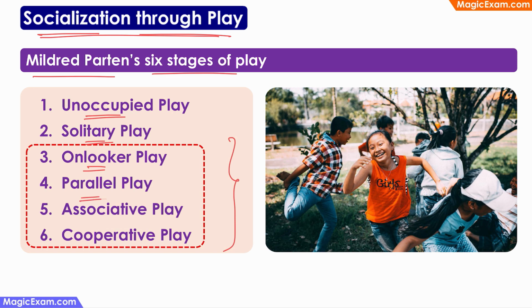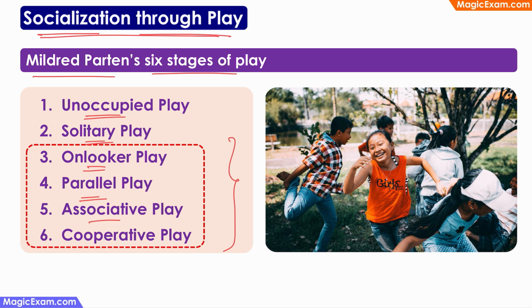Next is parallel play. That is, the child is looking at other children playing and trying to imitate them or trying to play in the same way. So the child is still playing on with himself or herself. The child is not interacting with other children, but his play is being influenced by others. The child is observing the others and trying to imitate.